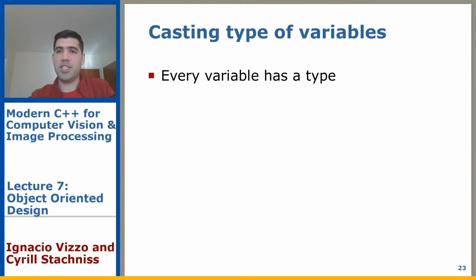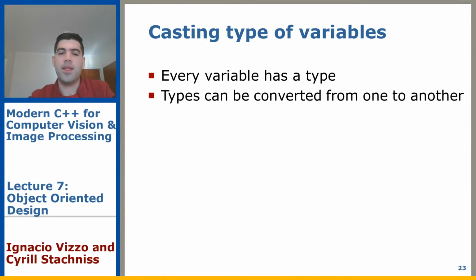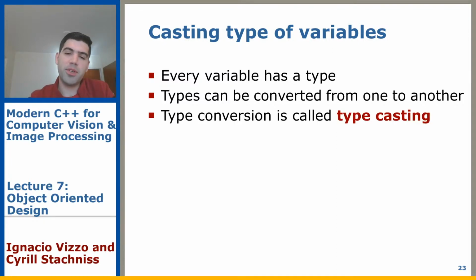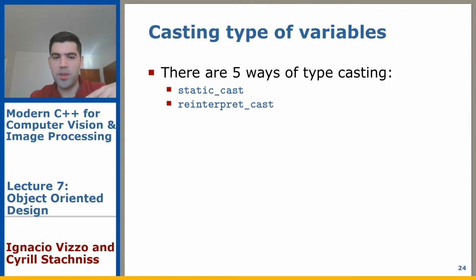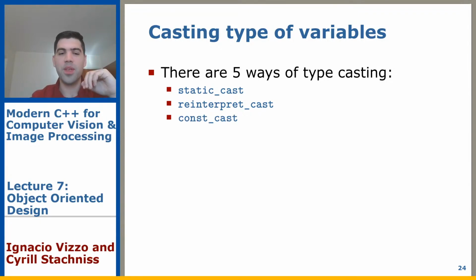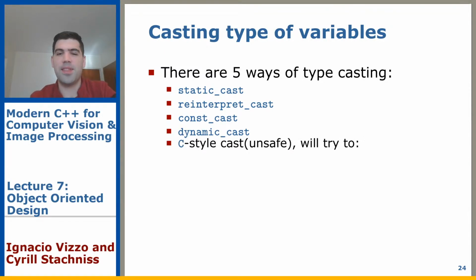Every variable in a C++ program has a type, and the types can be converted from one to another. Not always, but usually. Type conversion is called typecasting, and there are 5 ways to typecast in C++. The first one is static cast. This is the most widely used. Then there is also reinterpret cast. You should be using this, or might be using this, for homework number 5. There is also const cast and dynamic cast, right? And lastly, the fifth one is the C-style cast. We C++ programmers also call it the unsafe cast.